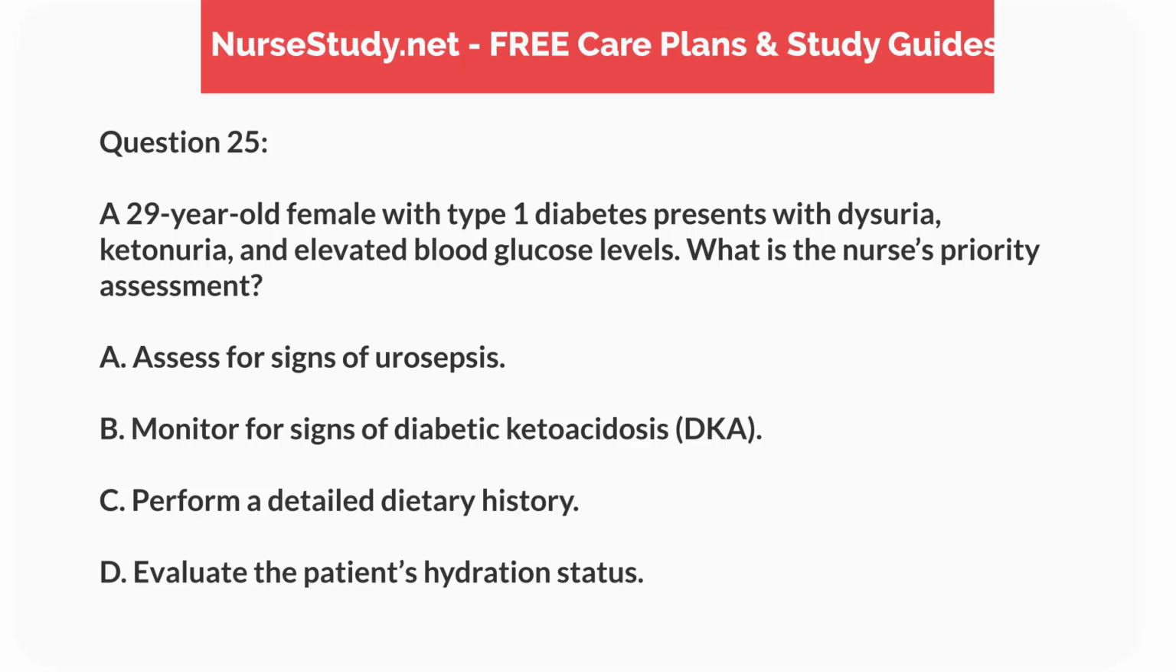What is the nurse's priority assessment? A. Assess for signs of urosepsis. B. Monitor for signs of diabetic ketoacidosis, DKA. C. Perform a detailed dietary history. D. Evaluate the patient's hydration status.